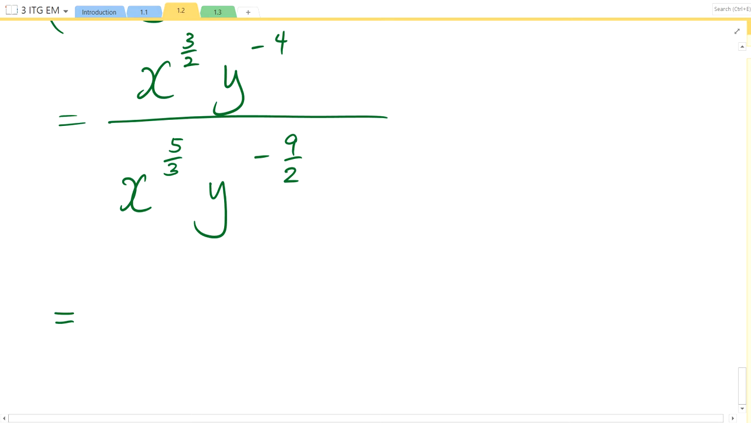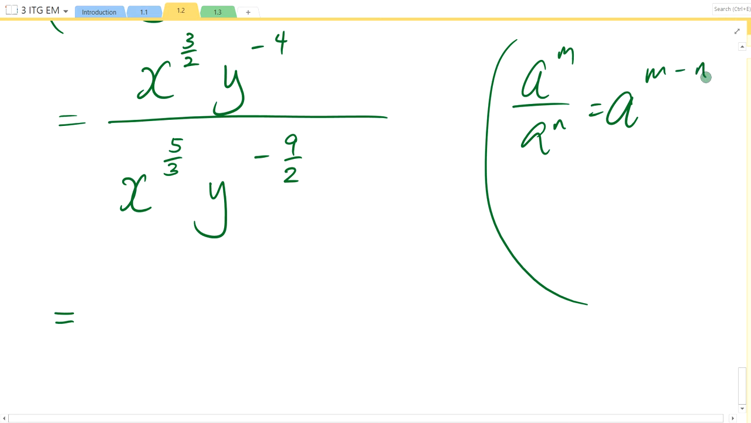How about I use my second law of indices, which says a power m over a power n is simply a power m minus n. There are no restrictions that say m must be positive or m must be negative. As long as you have a power m, m can be any number, divided by a power n, n can also be a negative number. Simply minus the values. Okay, so let's start with x, shall we?